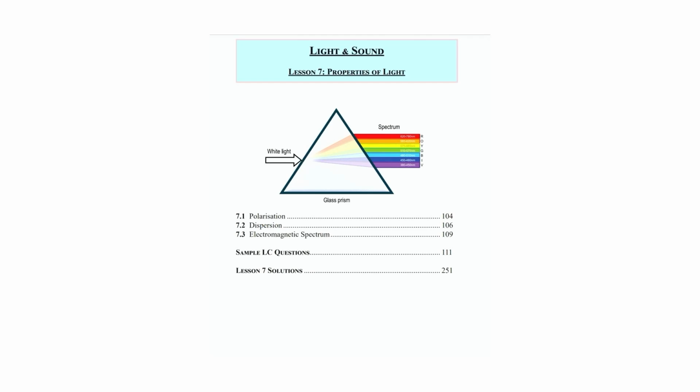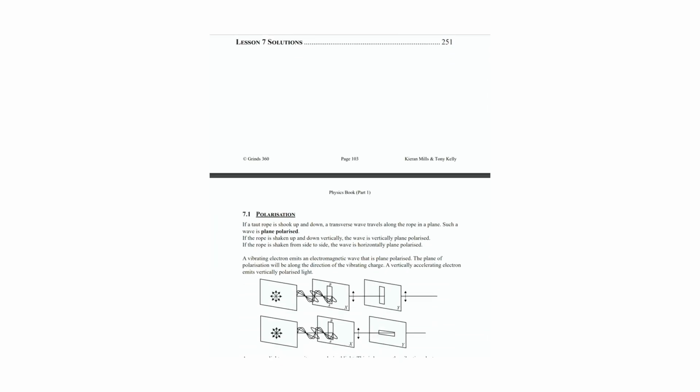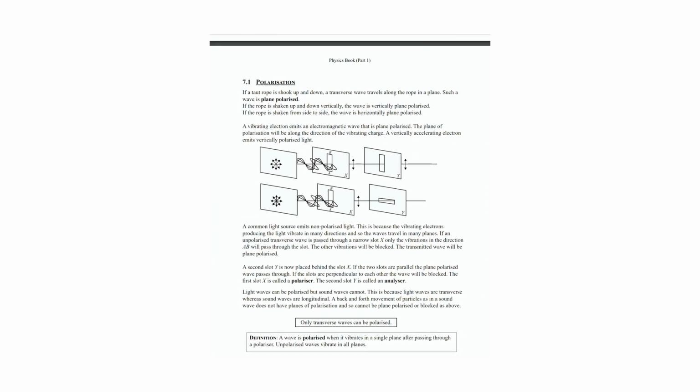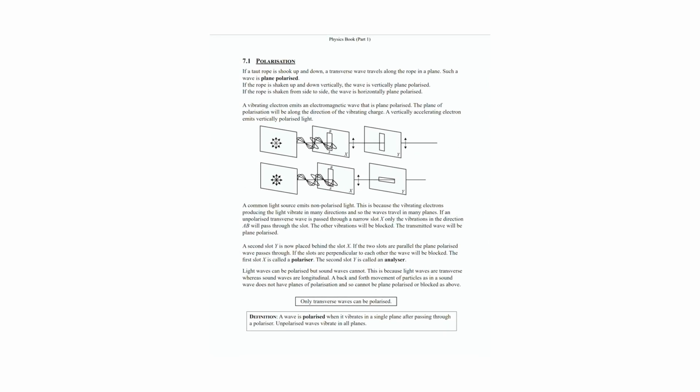So welcome to Light and Sound. We're now on lesson number 7, where we're going to be looking at properties of light. And the 3 properties we're going to be looking at are polarization, dispersion of light, and the electromagnetic spectrum. So in lesson 7, part 1, we're going to start with polarization. So go to your notes on polarization in your book.